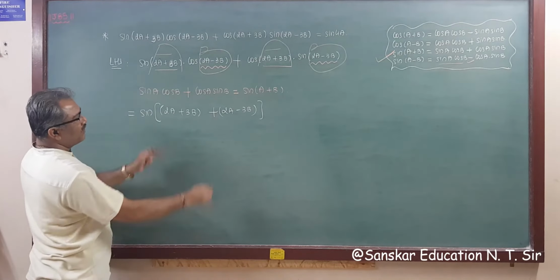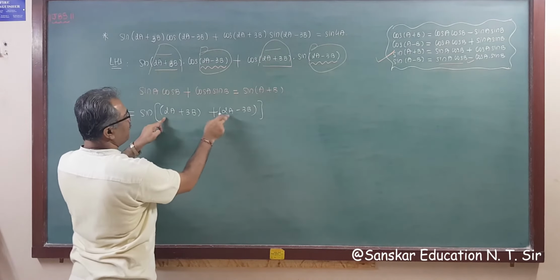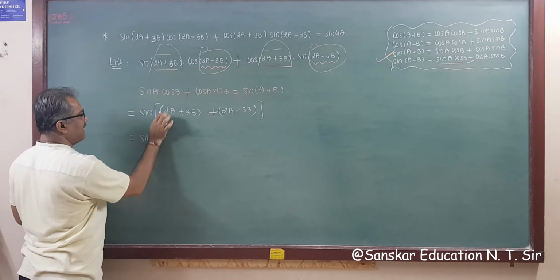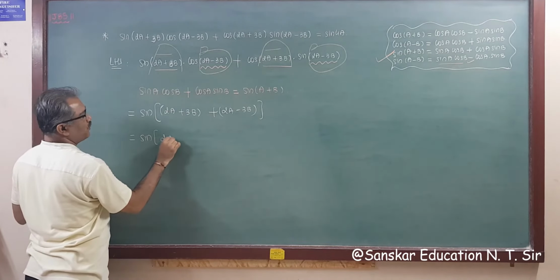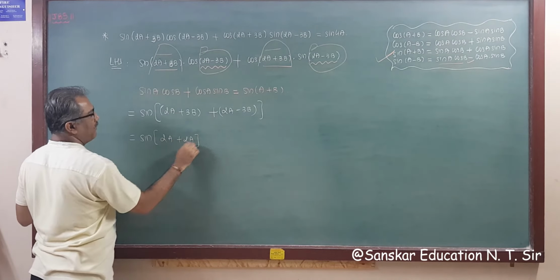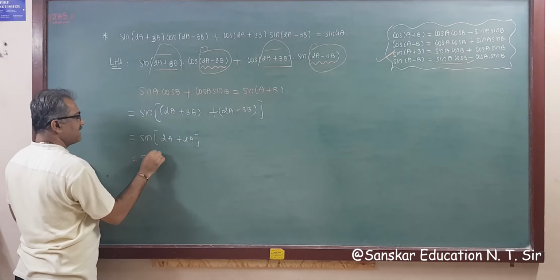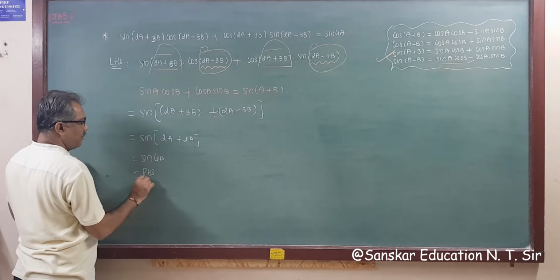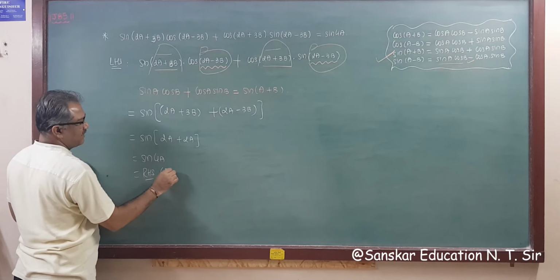Okay, so now this 3b will be cut, so 2a plus 2a, the answer will be 4a. So this is sin of 2a plus 2a, so the answer will be sin 4a, and that is what you wanted to prove, that is the right hand side, so this is true.